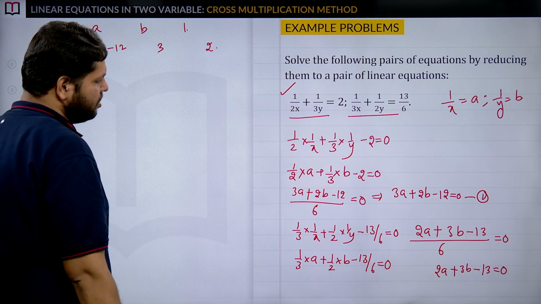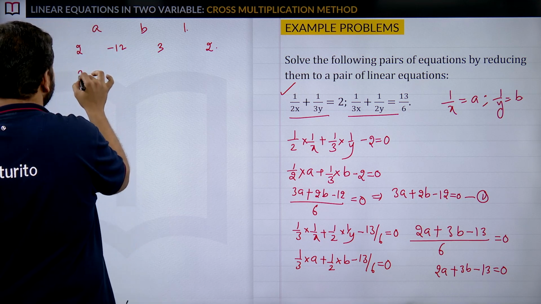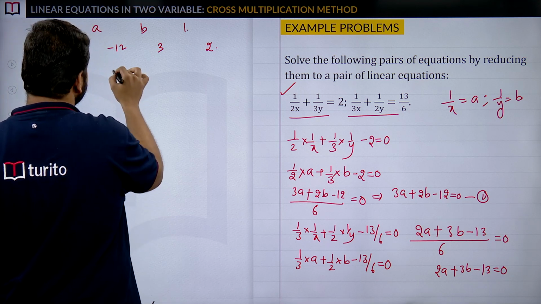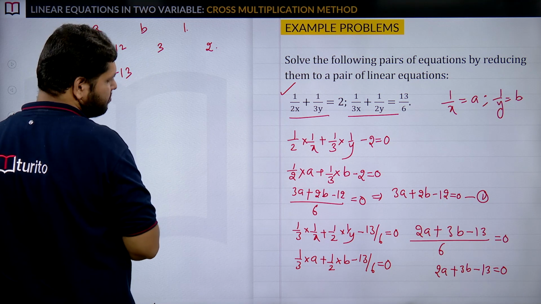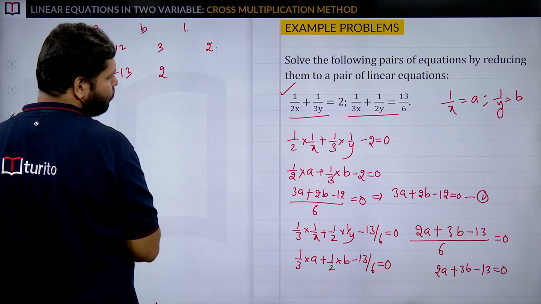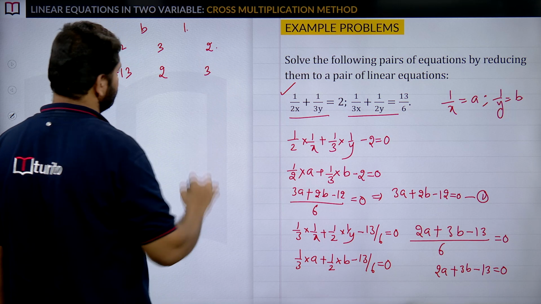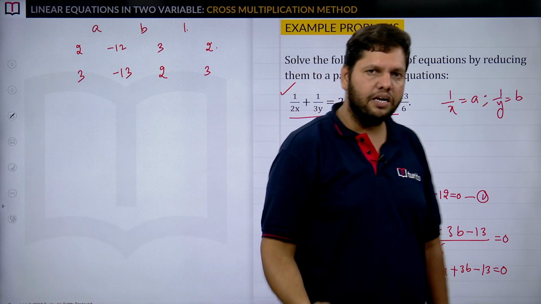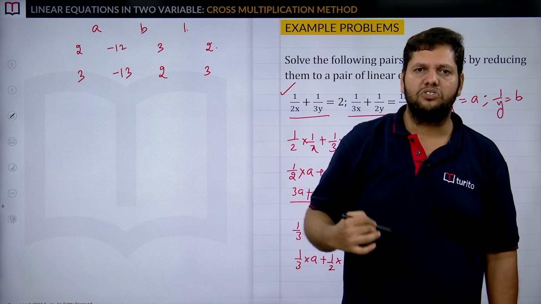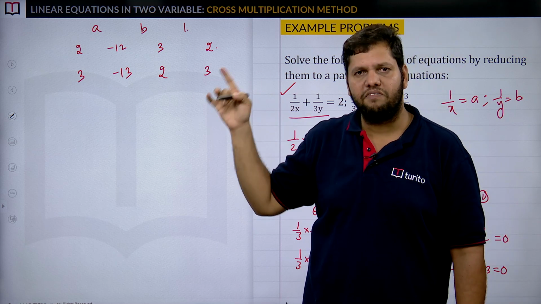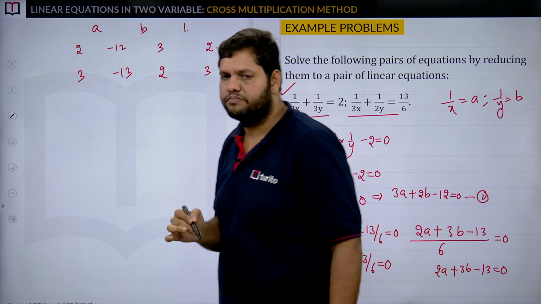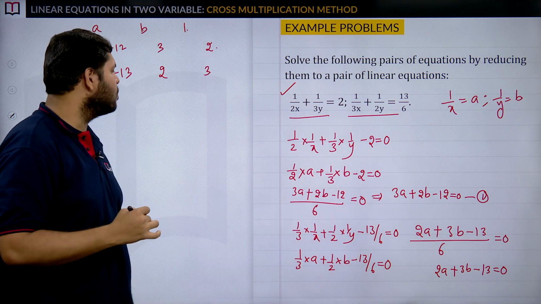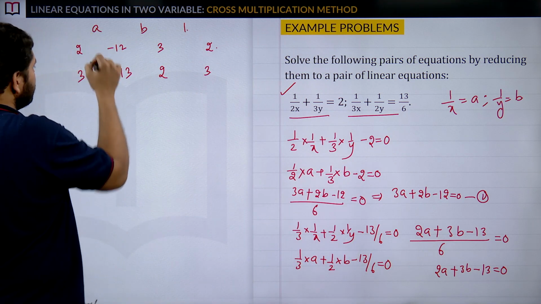And for the second equation, what is the coefficient of B? It is 3. And constant is minus 13. And this is 2. And this is 3. First write down the B coefficient, next the constant, again the A coefficient, again write down the B coefficient. Children, we are starting with the same B coefficient, again ending with a B coefficient. Okay. Now children, apply the same again, cross multiplication.